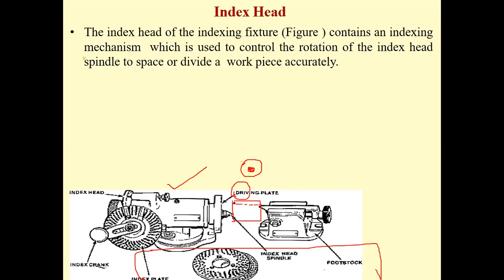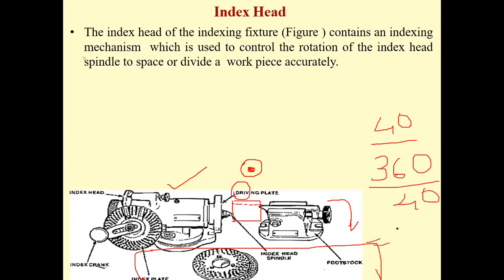Once the groove is made in this direction, you need multiple grooves, so we need to rotate the workpiece by a particular angle. For example, if you need 40 grooves or 40 gear teeth on 360 degrees, you divide 360 degrees by 40. Each division comes to 9 degrees. So we need to divide this circumference into equal parts of 9 degrees.